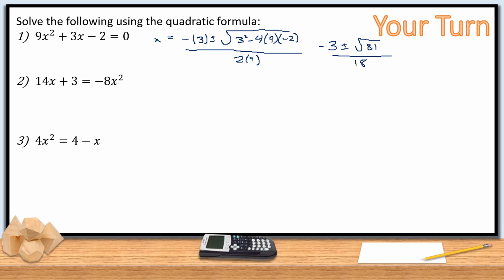Square root of 81 is 9, so this is going to actually work out a little bit for us. So we got minus 3 plus 9 all over 18, and minus 3 minus 9 all over 18 are going to be our two solutions. Minus 3 plus 9 is 6. 6 out of 18 is a third. Minus 3 minus 9 is negative 12. Negative 12 out of 18 is minus 2/3. So those are my two solutions, my two values of x.